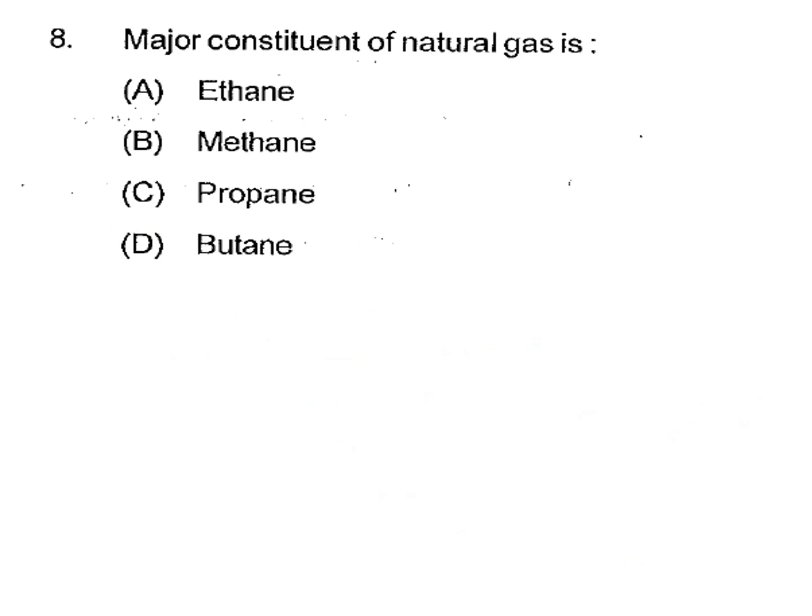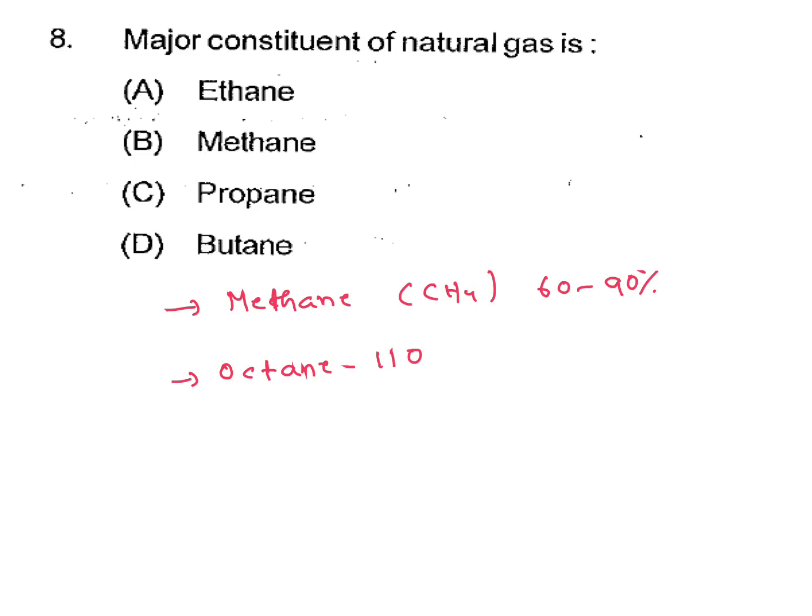Major constituent of natural gas is methane (60 to 90%). Its octane number is 110. It's a very good SI engine fuel because its octane number is high. These things are also asked in exams, so you remember these things also. Natural gas: major constituent is methane, octane number is 110 and very good SI engine fuel. So here answer is B.